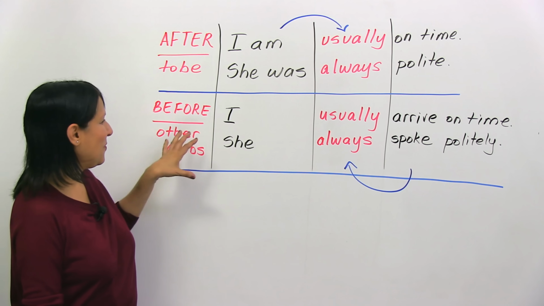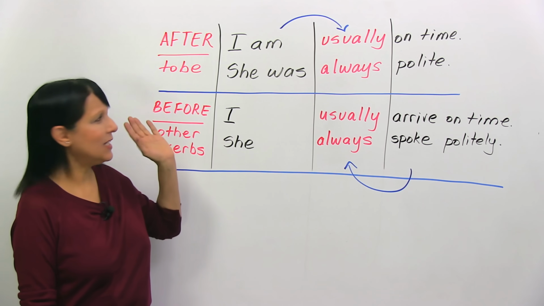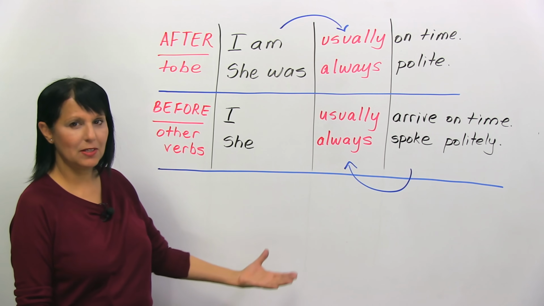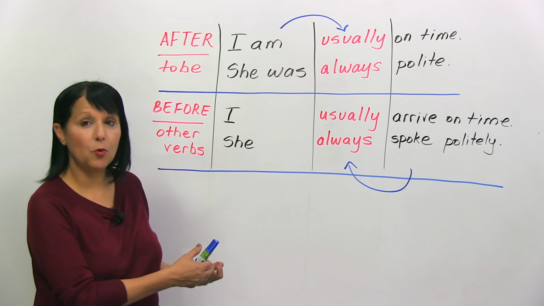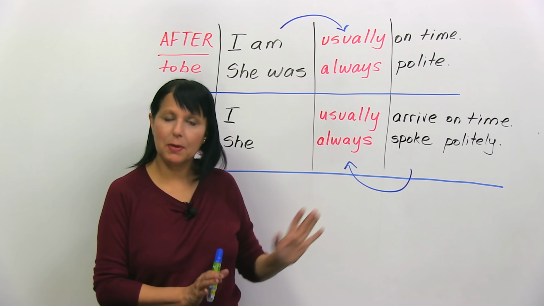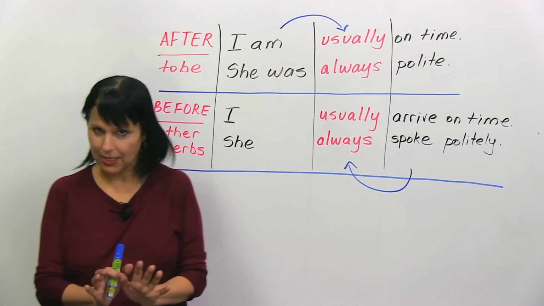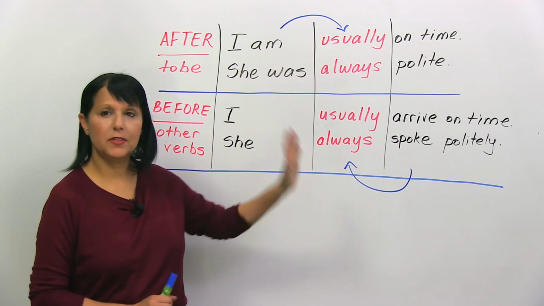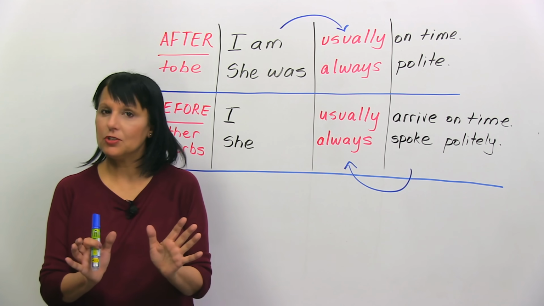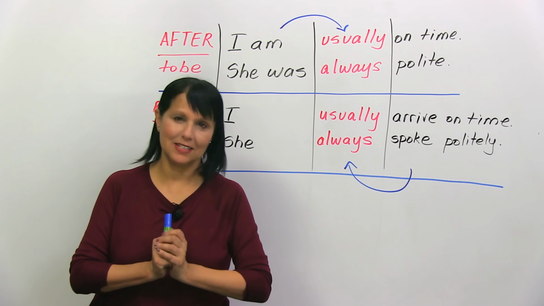Okay? So with the verb to be, it goes after. With all other verbs, it goes before. All right? By following this pattern, you will always be right. Okay? That's for these 2. Now there is one other situation, and I'm going to show you what that is in just a second.